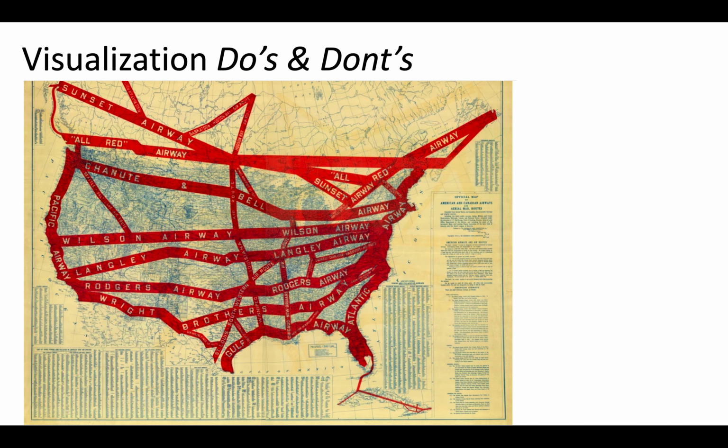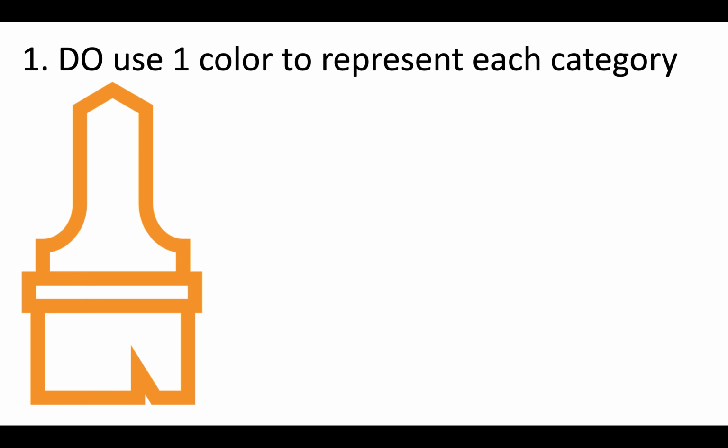Number 1, do use one color to represent each category. That will make the categories clear and easy to understand and separate. If you combine colors, it will make it more confusing for your audience members.